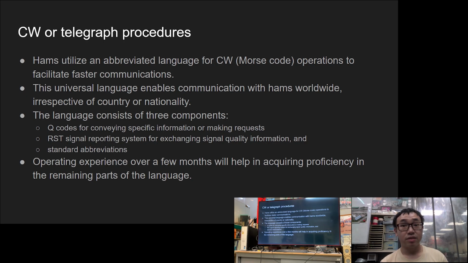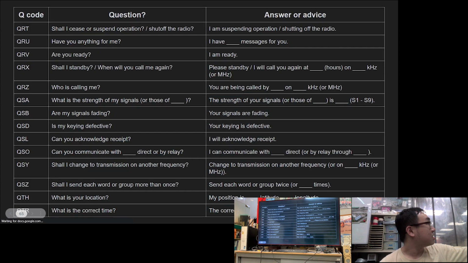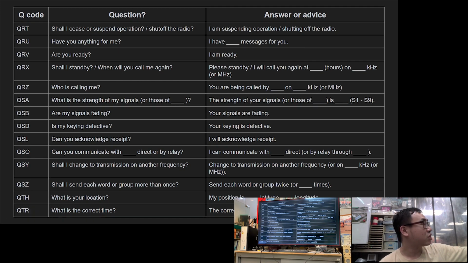Can you mention those words again? QSL, sure. QSL is common. Can you acknowledge its receipt? So can you receive my signal? QTH is also common. Where are you from? Where is your location?